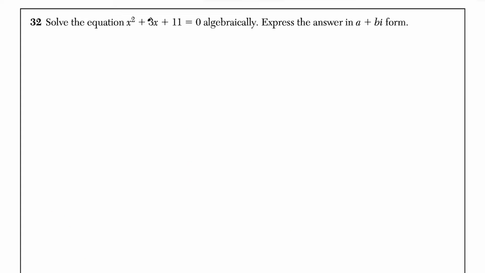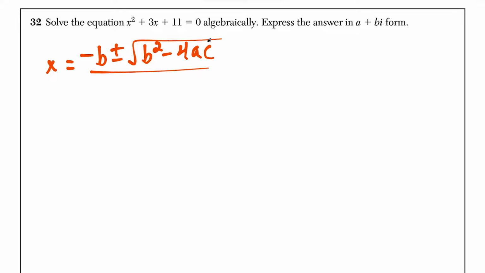Question 32, we're going to solve this equation algebraically and express the answer in A plus BI form. So what they're telling us here is that this quadratic equation is going to have imaginary roots. So we could use the quadratic formula. And this formula, if you forget, is on the reference page in the back. So we have negative b plus or minus the square root of b squared minus 4ac all over 2a. So in this case here, we have an a value of 1. We have a b value of 3. And a c value of 11.